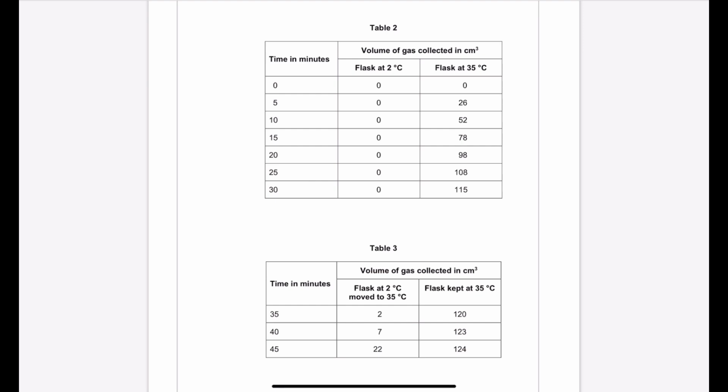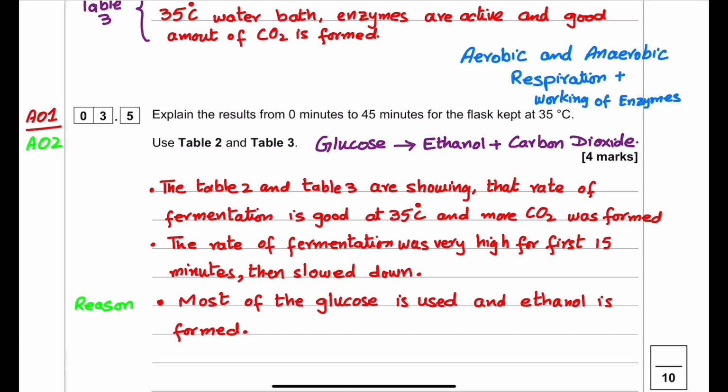Let's see the model answer. In 3.5, we know that glucose is converted into ethanol and carbon dioxide with the help of the yeast in the fermentation process. Tables number 2 and number 3 show that the rate of fermentation is quite good at 35 degrees and more carbon dioxide was formed. The rate of fermentation was very high for the first 15 minutes, then it slowed down. The reason behind it is most of the glucose is used and the ethanol is formed.